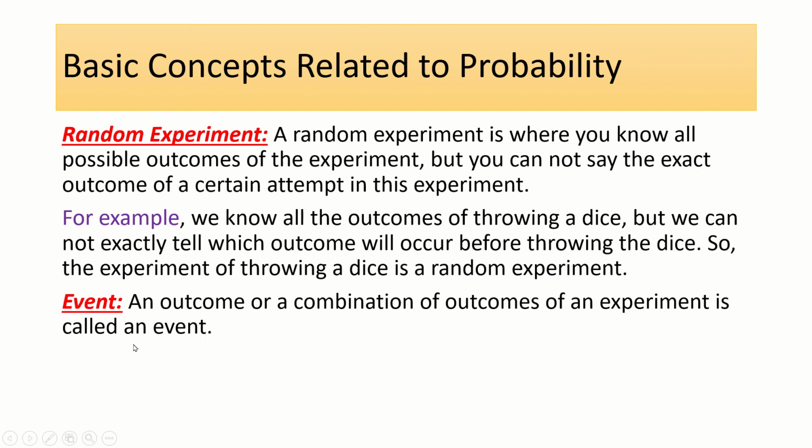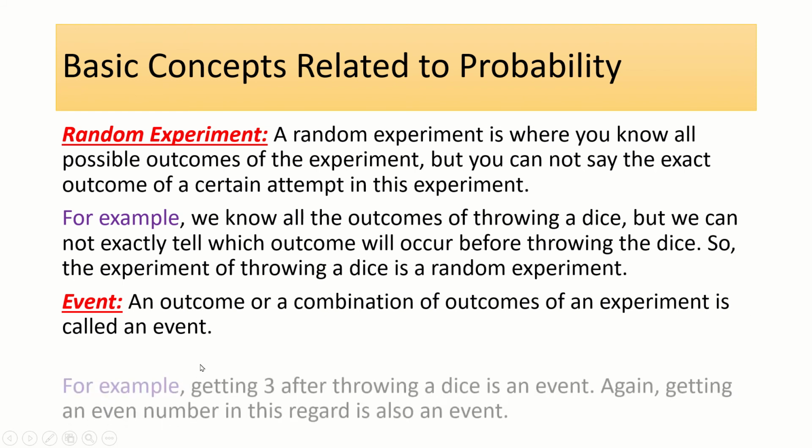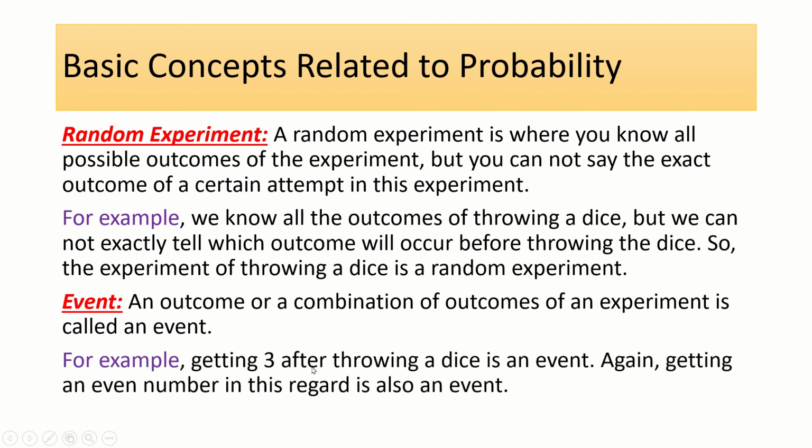Next, event. An outcome or a combination of outcomes of an experiment is called an event. For example, getting 3 after throwing a dice is an event. Again, getting an even number in this regard is also an event.